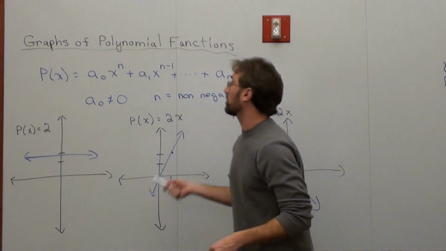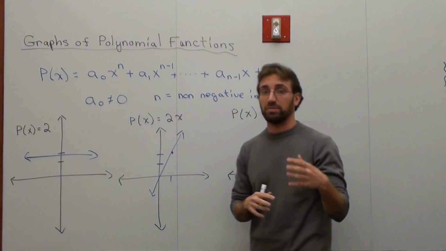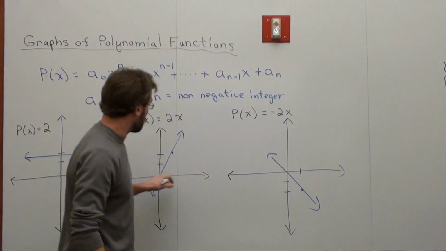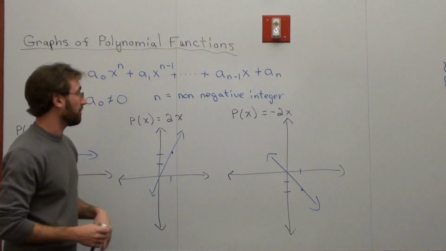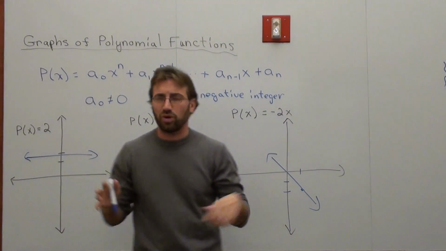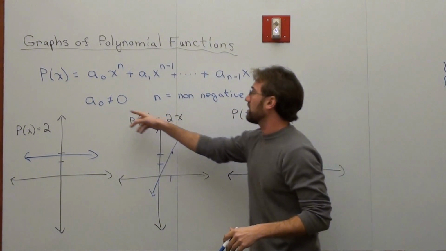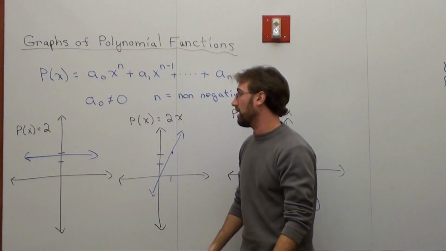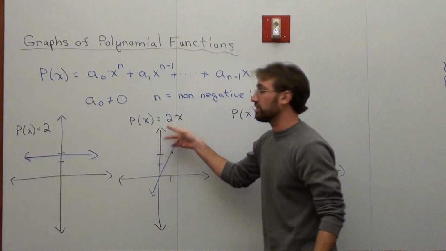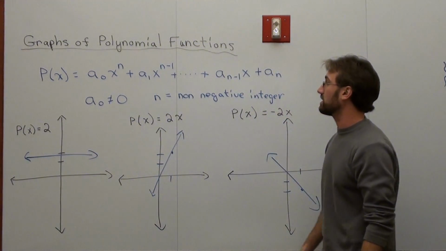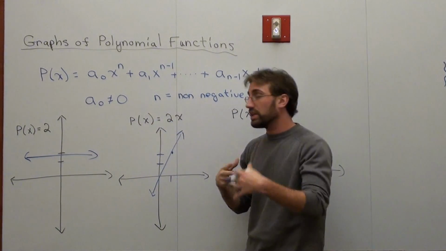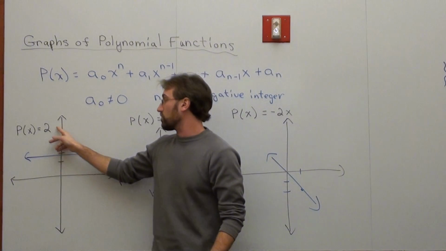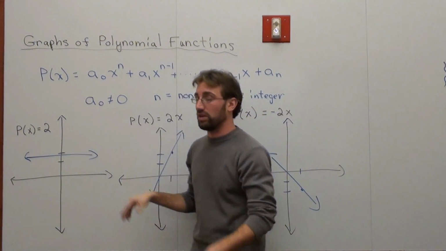Hello again. We're starting with graphs of polynomial functions, and I thought it'd be pretty cool to start with the easiest ones, a constant and two examples of a linear polynomial. And as long as you follow this formula, and it's pretty broad, but as long as your leading coefficient isn't equal to 0, in this case 2 is in front of the x, negative 2 is in front of the x, and your n term, your degree, is a non-negative integer, you're fine. I.e., this has an integer of 0 that's non-negative, so it still qualifies as a polynomial.